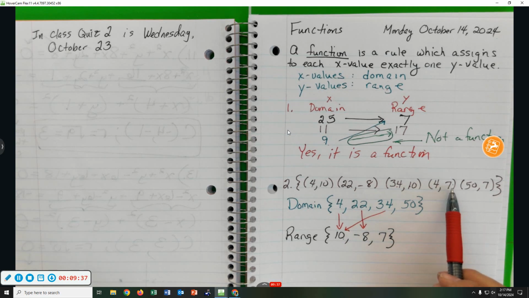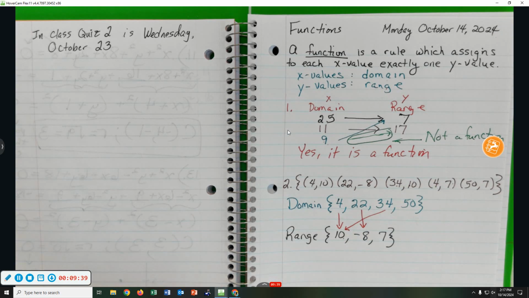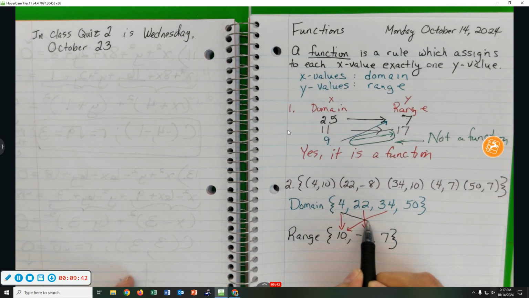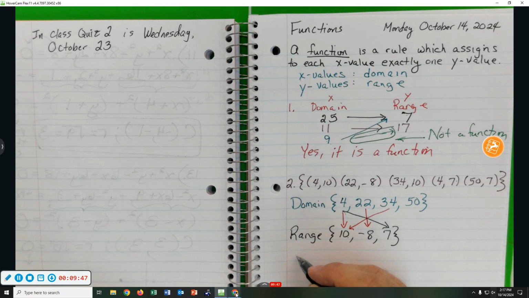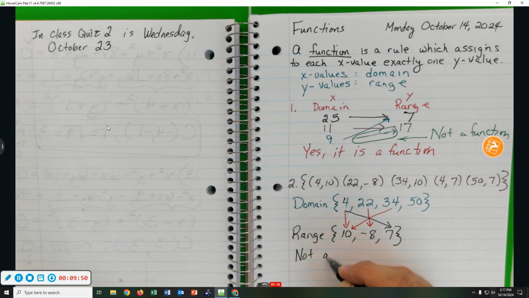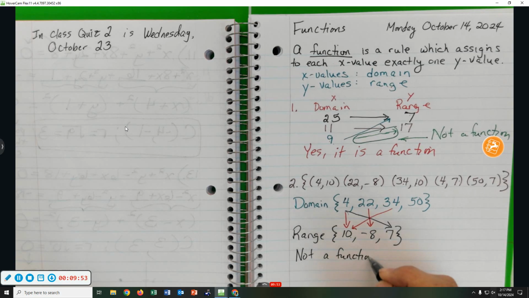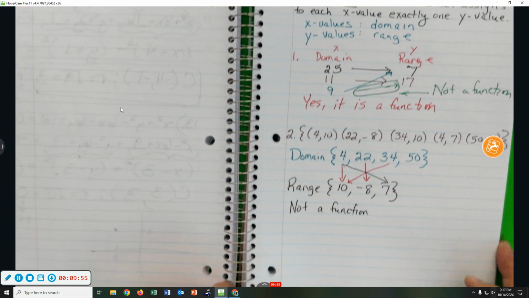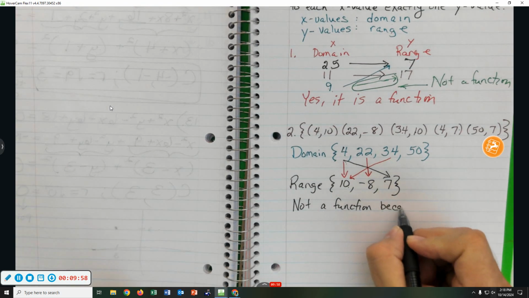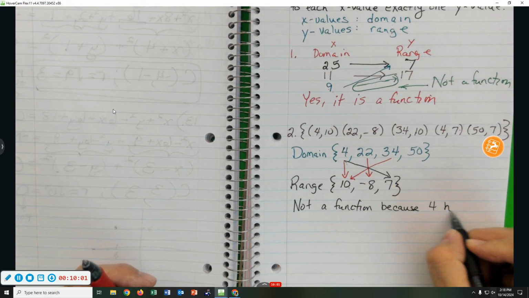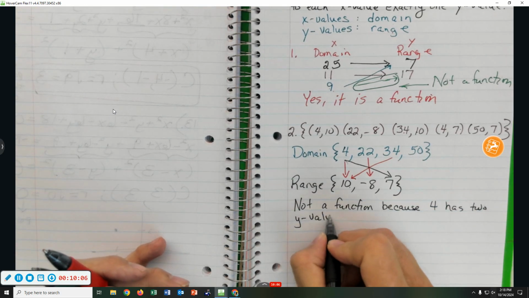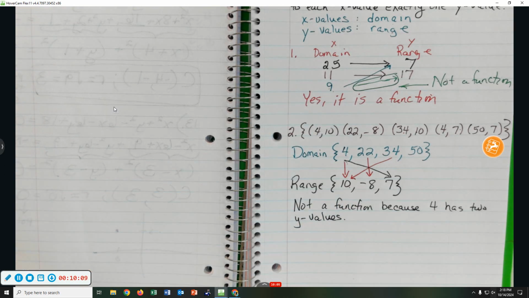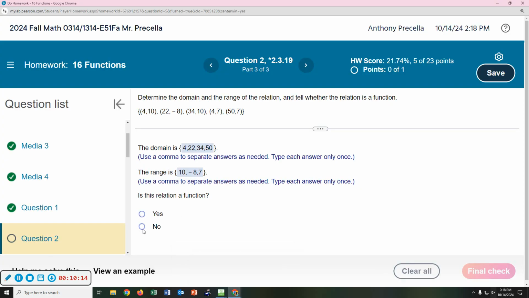4 and 7. What's just happened? 4 has 2 y values being assigned to it. So write out not a function. So let's say not a function, and let's write out why. Even though they don't ask, just say why. Not a function, because 4 has 2 different y values, or 2 y values. So say no.